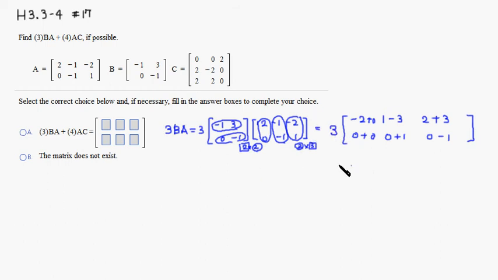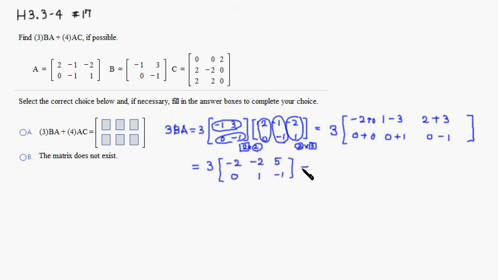Alright, then we just have to multiply them. Actually, maybe simplify first. I'm going to give a little bit more room. So 3 times: negative 2 plus 0 is negative 2. 1 minus 3 is negative 2. 2 plus 3 is 5. Then 0 plus 0 is 0. 0 plus 1 is 1. 0 minus 1 is negative 1.